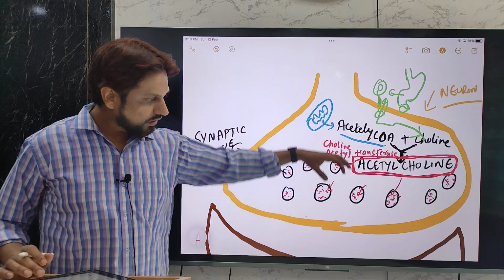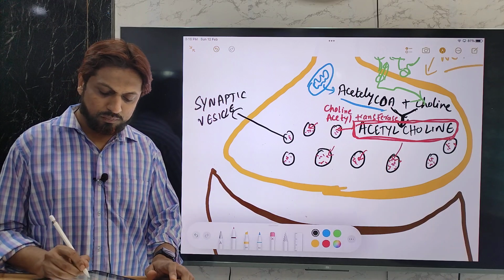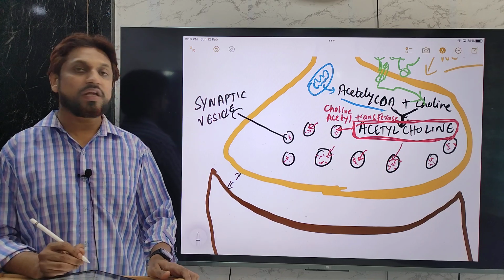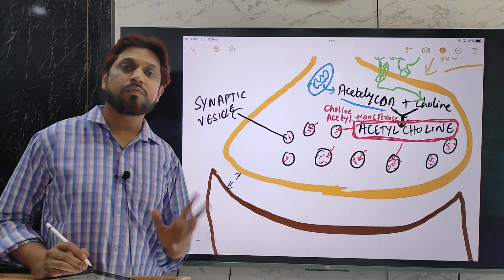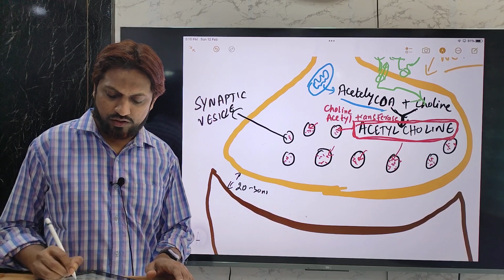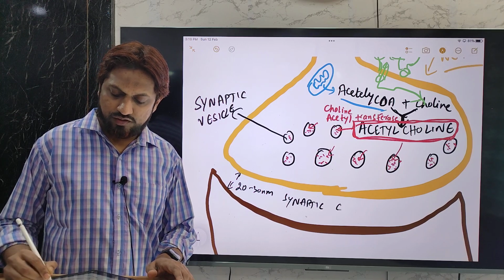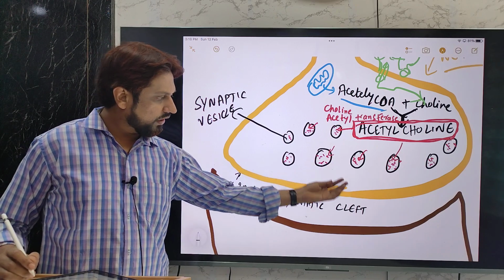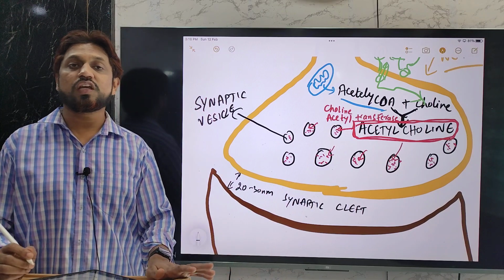Now this stored acetylcholine will enter the synaptic cleft. What is the synaptic cleft? The space between the presynaptic and the postsynaptic membrane. Presynaptic membrane means axonal membrane, postsynaptic membrane means muscle membrane. This is generally around 20 to 30 nanometers wide, known as the synaptic cleft. In this synaptic cleft, how exactly will acetylcholine be transmitted, and this chemical causes the depolarization of the muscle.